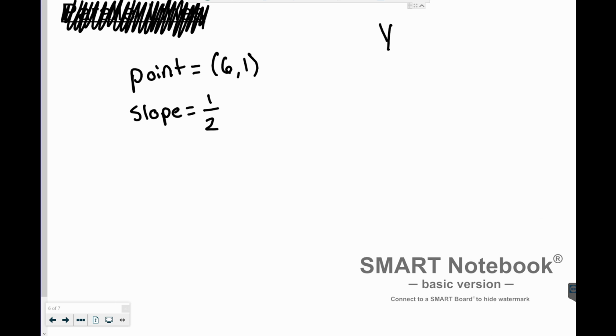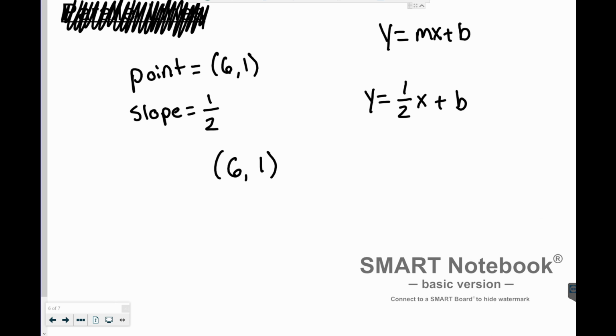So let's say our slope is 1/2 and our point is (6, 1). So we want something like y equals mx plus b. We know that m is our slope, so we can replace that with our 1/2. So we have y equals 1/2 x plus our b. We need to figure out what our b is. So let's think about what we have. We have something at (6, 1), and we really just want to get this 6 to 0. So what kind of change would you have to make to get that to 0?